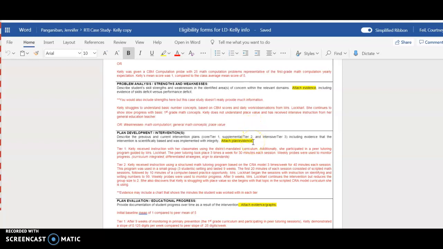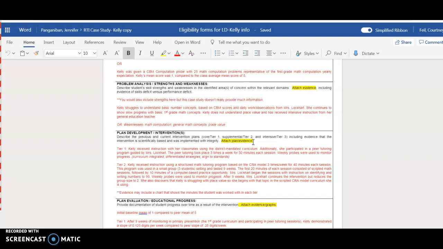The next section is plan development, speaking specifically to the interventions. When her plans were developed, what specific interventions were performed? You're going to describe the previous and current intervention plans. So you're going to talk about what happened in Tier 1, what happened in that supplemental Tier 2 phase, and then that intensive Tier 3 phase. You're going to include evidence that the interventions that you performed were scientifically based and that they were implemented with integrity. And again, you're going to attach that plan or evidence.